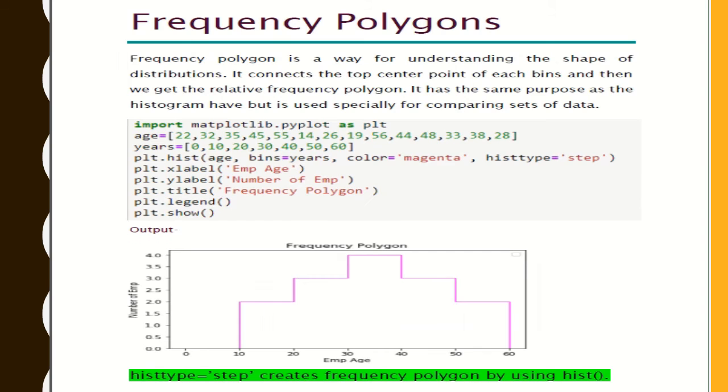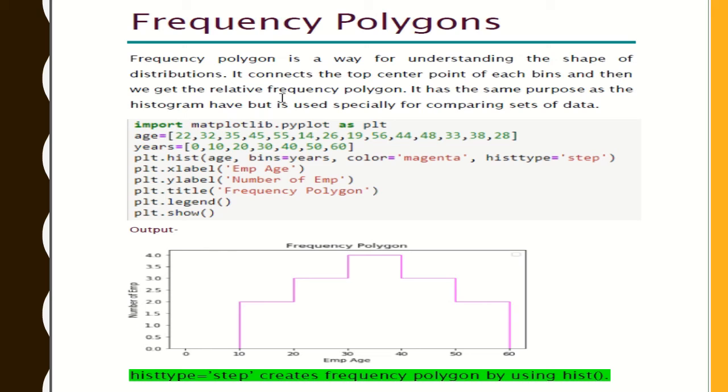Okay, next is your frequency polygon. What is a frequency polygon? It is a way of understanding the shape of a distribution. It connects the top center point of each bin and then we get the relative frequency polygon. It has the same purpose as a histogram but is used specifically for comparing sets of data. Frequency polygon is not in your syllabus, but let me make you understand what it is.